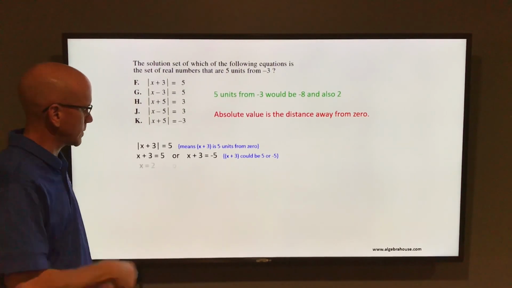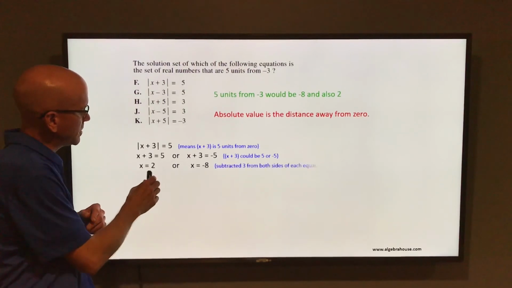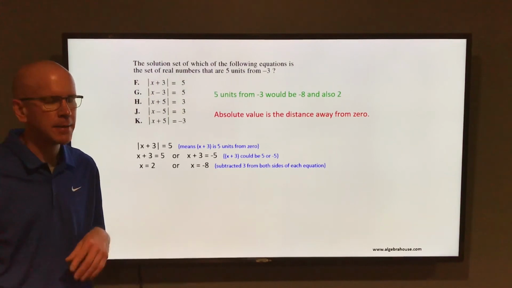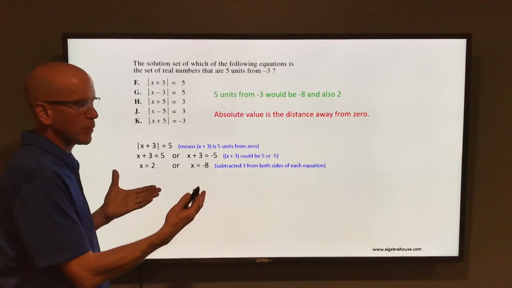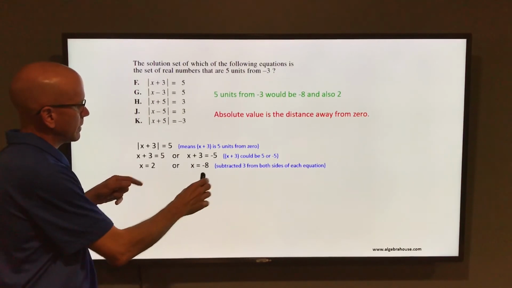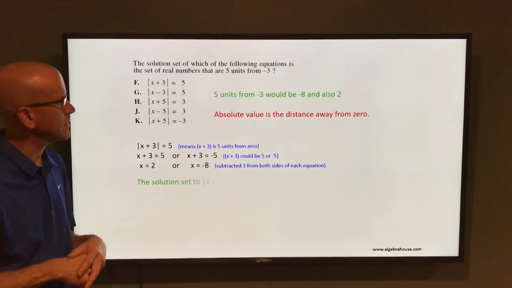Solve each one of those for x and see what happens. Subtract 3 from each side to get x equals 2. Subtract 3 from each side here and you get x equals negative 8. So right there, we got what we're looking for. We want negative 8 and 2 as the solution set. And that's what we have, 2, negative 8.